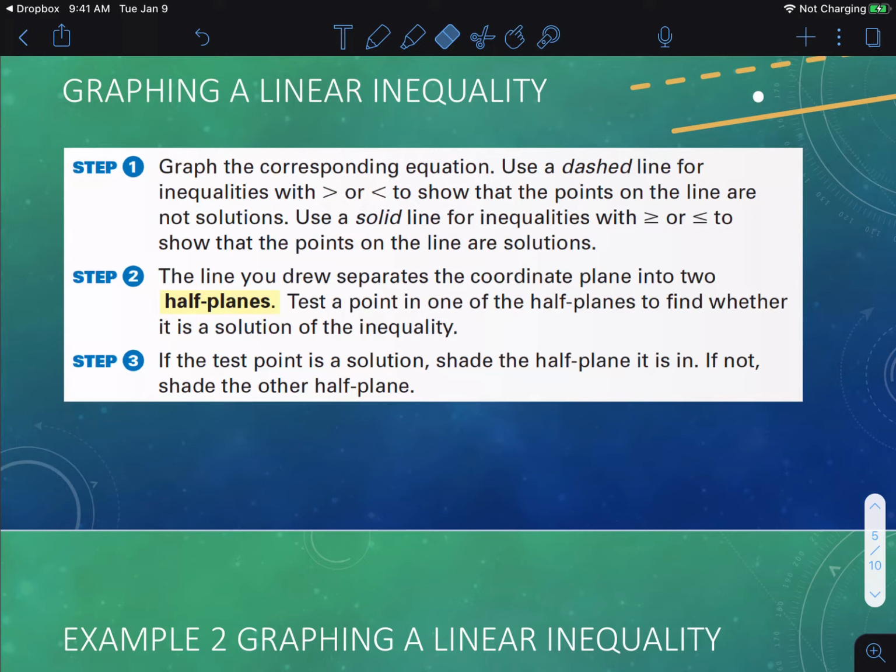Step 2, the line you drew separates the coordinate plane into two half planes. That's what I was trying to describe a little while ago. We have two half planes. One is on one side of the line, and the other half is on the other side of the line. So test a point on one of the half planes to find whether it is a solution of the inequality, and that'll help you identify which side is true and which is not. Step 3 says, if the test point is a solution, then shade the half of the plane that it is in. If it is not, then choose the other half and shade that.